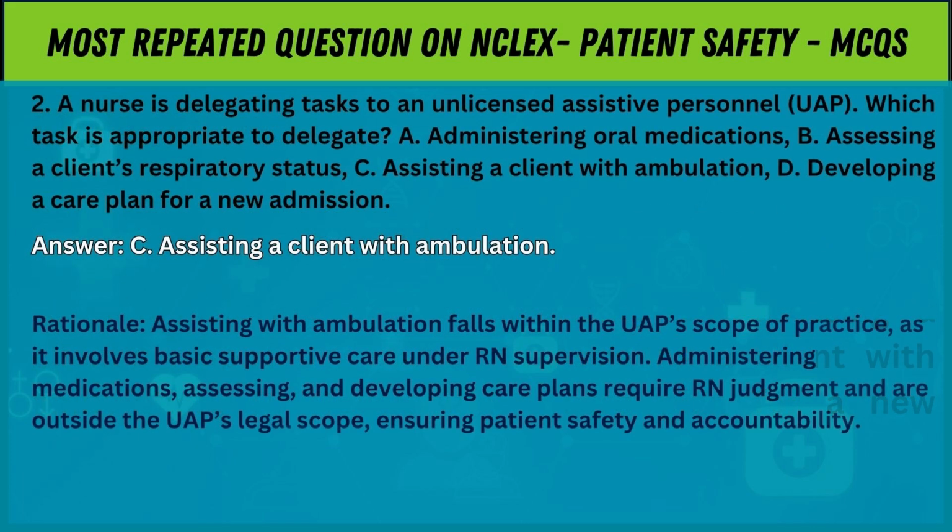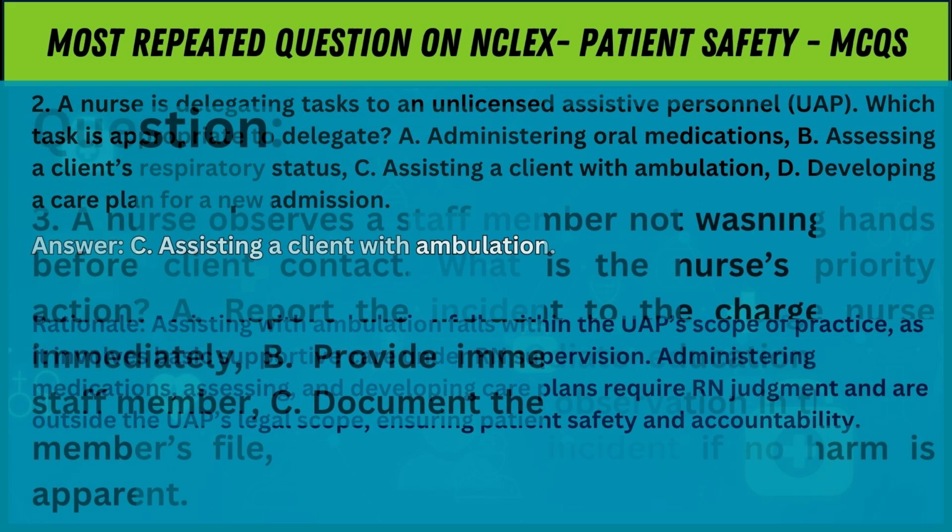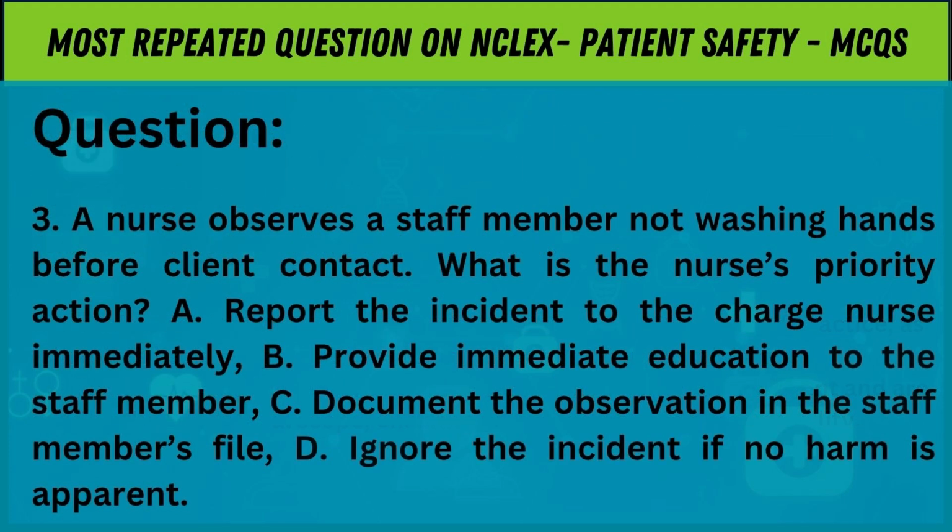Answer: C. Assisting a client with ambulation. Rationale: assisting with ambulation falls within the UAP's scope of practice, as it involves basic supportive care under RN supervision. Administering medications, assessing, and developing care plans require RN judgment and are outside the UAP's legal scope, ensuring patient safety and accountability.